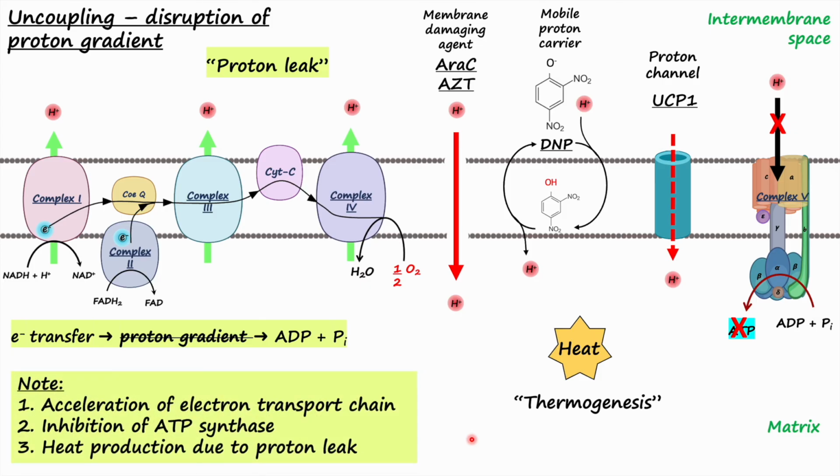So there are three things to remember about uncoupling. First is acceleration of the electron transport chain. So when the rate of electron transport is higher, more protons are being pumped out into the intermembrane space. However, as soon as the protons are in the intermembrane space, they then leak through the inner mitochondrial membrane instead of diffusing through complex 5, and that results in the second point, which is the inhibition of ATP synthase enzyme and therefore inhibition of ATP synthesis. And third, because of this proton leak, it also causes an increase in heat production.